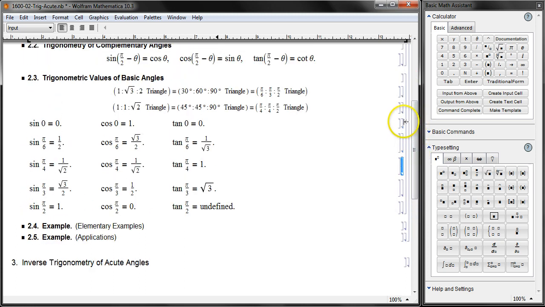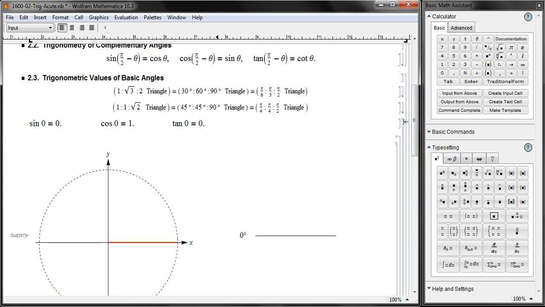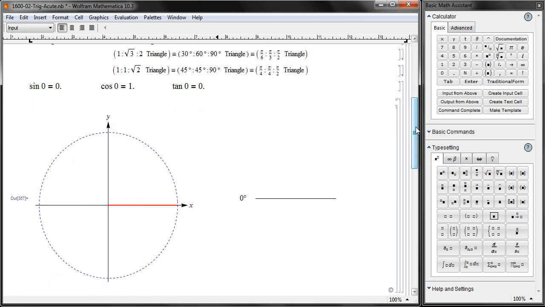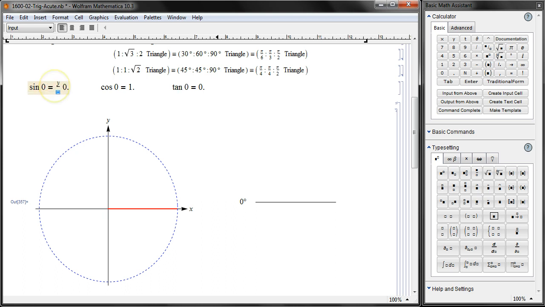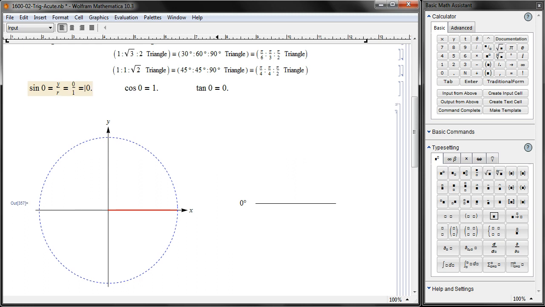And there are more special cases. A degenerate triangle here, 0 degrees, so you don't have a triangle. So what do we have? y is 0, nothing vertical. Cosine is 1 because radius and x are the same. So let me write this one, sine is y over r, which is 0 over 1. So that's 0. And cosine of 0, what is that?